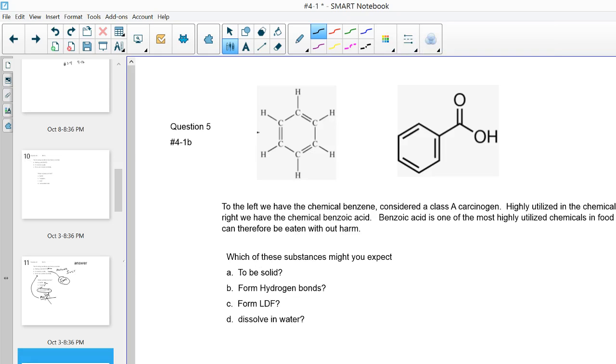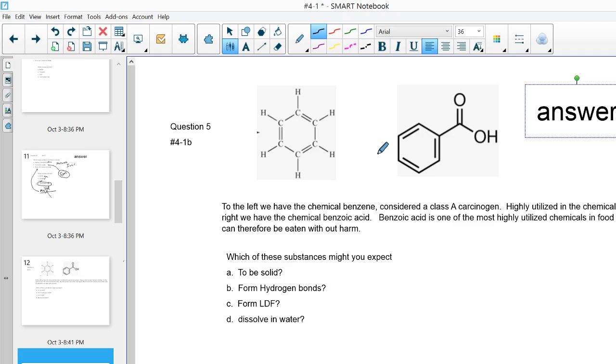Okay. Two chemicals here. The one on the left is called benzene, and the one on the right is called benzoic acid. You can pause the video, take a look at this. Alright.